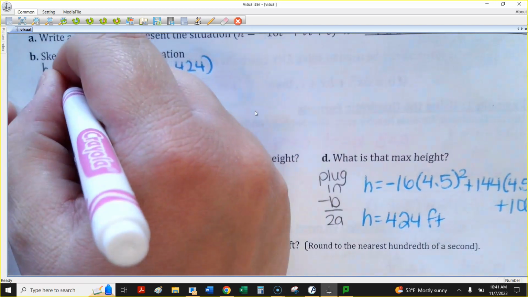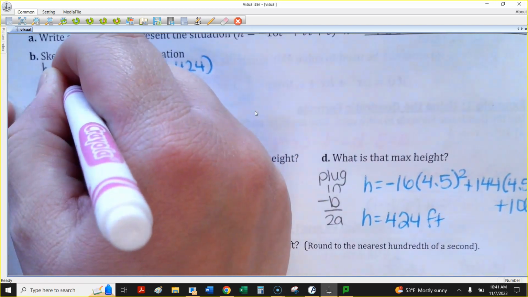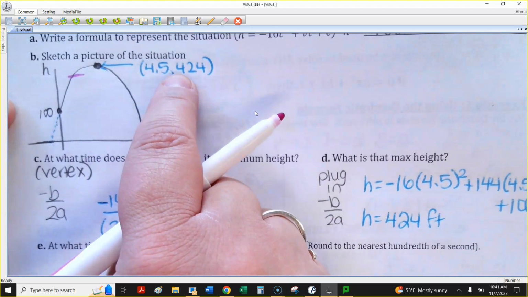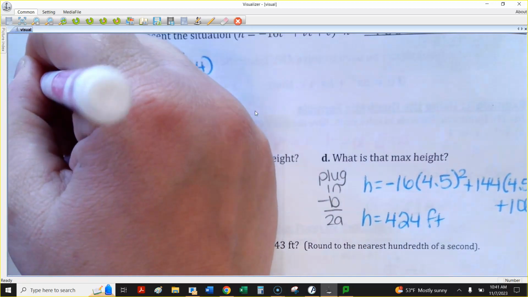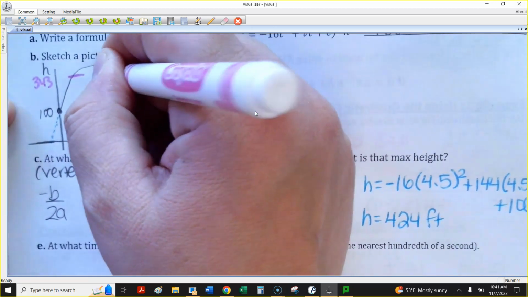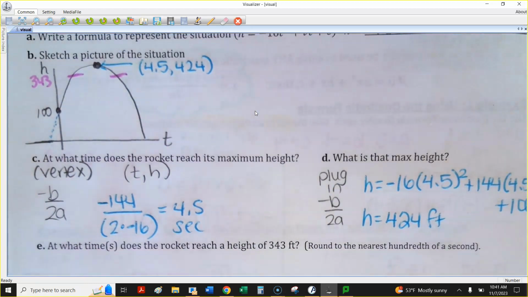Somewhere, I'm just going to eyeball this. It's not to scale at all. Somewhere on the way up to this 424, we're going to hit 343. And then when gravity starts to pull it back down, you're going to also hit that height again somewhere on the way back down. So I should have two answers to this question. That's what I wanted to try and emphasize to you guys here.